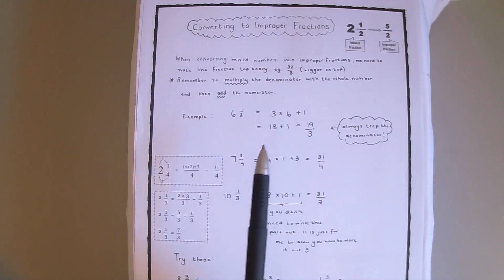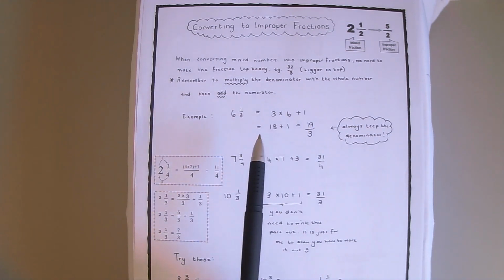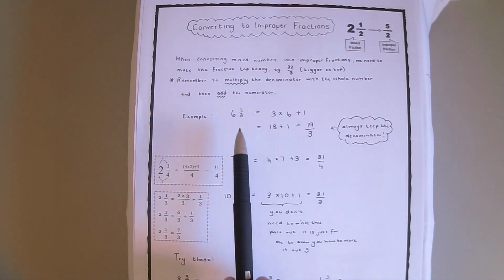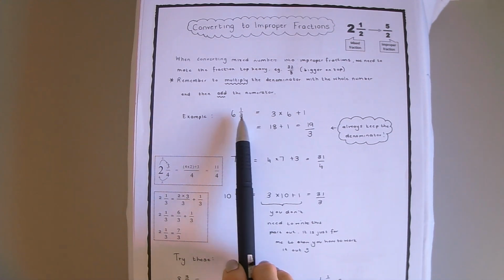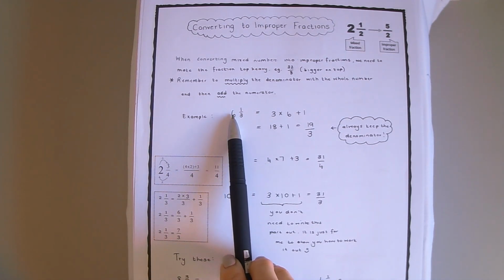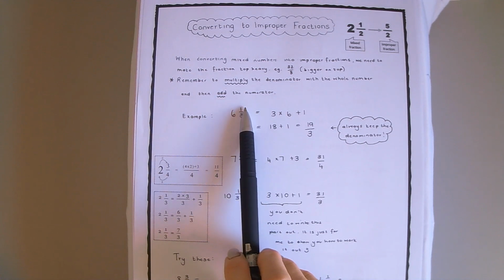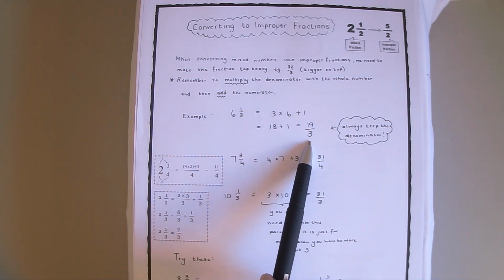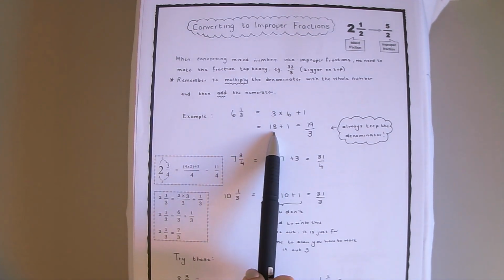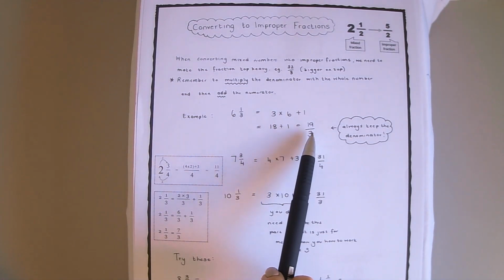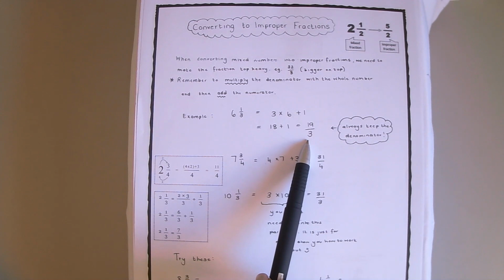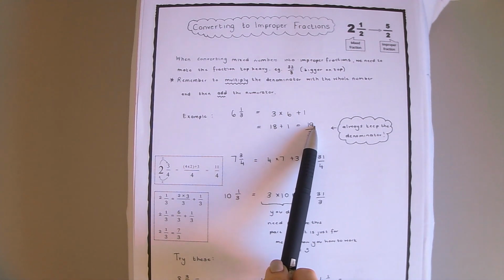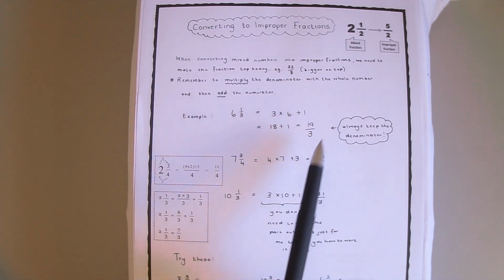So whenever you are converting from a mixed number to an improper fraction, take the denominator, times it by the whole number, and then add the numerator, and you will be left with 19 over 3. So in this case, 3 times 6 is 18, add the 1, and you get 19 over 3. Remember, we're looking for an improper fraction, so we need to keep the denominator, and your top number must be bigger than the bottom number. Okay, let's go to the next one.